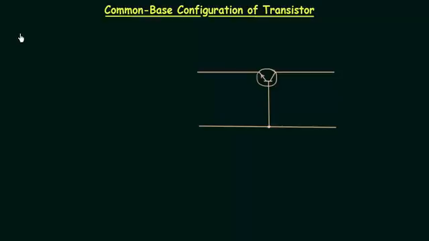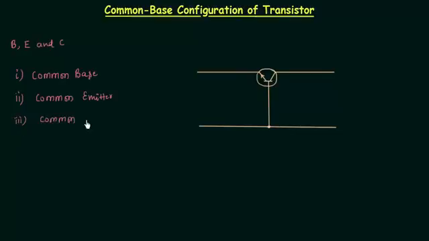Transistor is a three-terminal device, and the three terminals are base, emitter, and collector. Because of this, we have three transistor configurations. The first configuration is common base configuration. The second configuration is common emitter configuration. The third and last configuration is common collector configuration. Out of these three, common emitter configuration is mostly used because of various advantages.